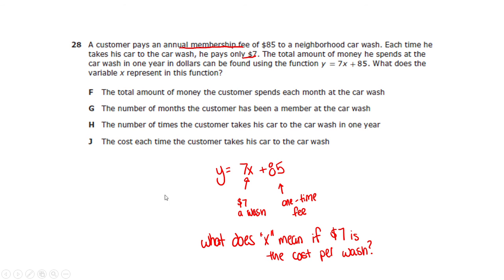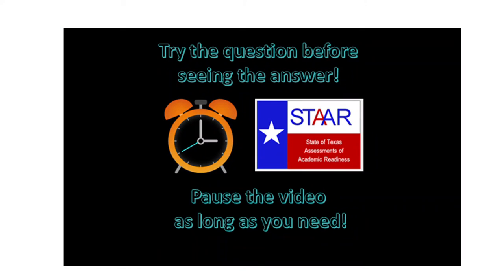Okay, so here's your hints, really big hints. Your equation that they gave us, they're talking about he spends $7 on a car wash. So if he spends $7 on your car wash, they're asking us what does X mean. They also said that we have a membership fee of $85. That is set. That's our y-intercept. So we're just trying to see what does X mean in this equation. Okay, here comes your answer.